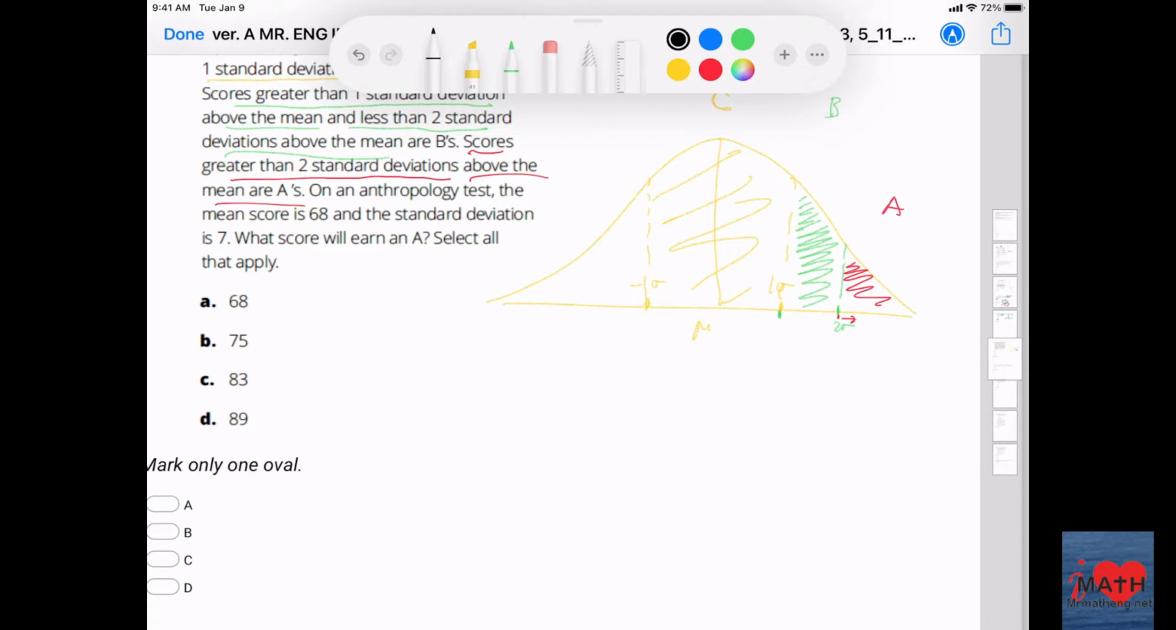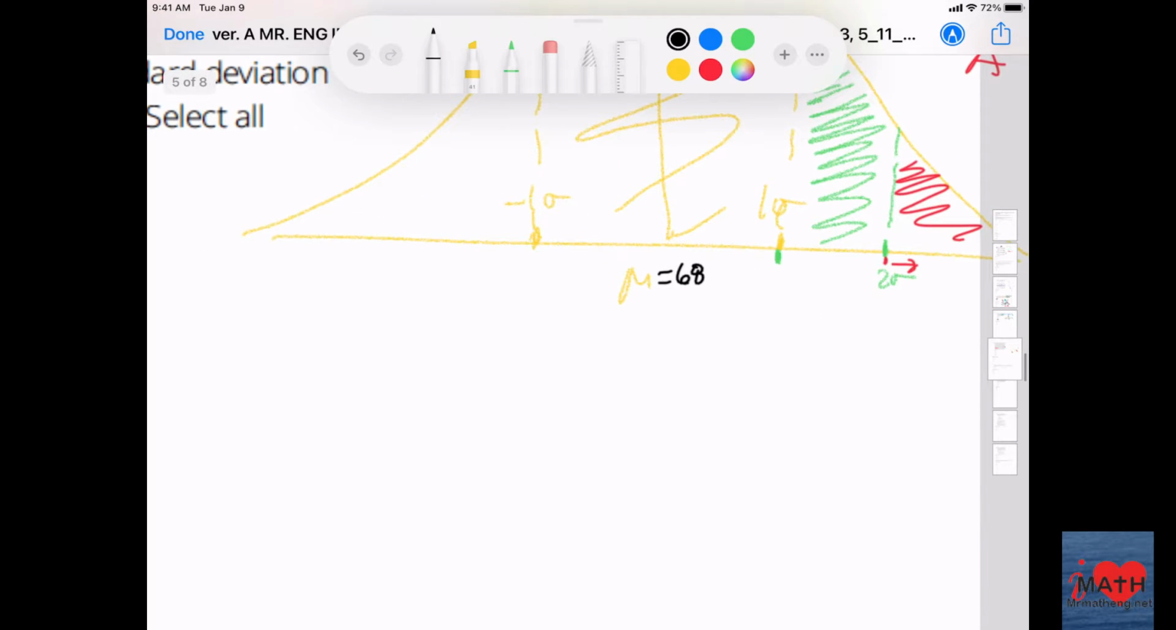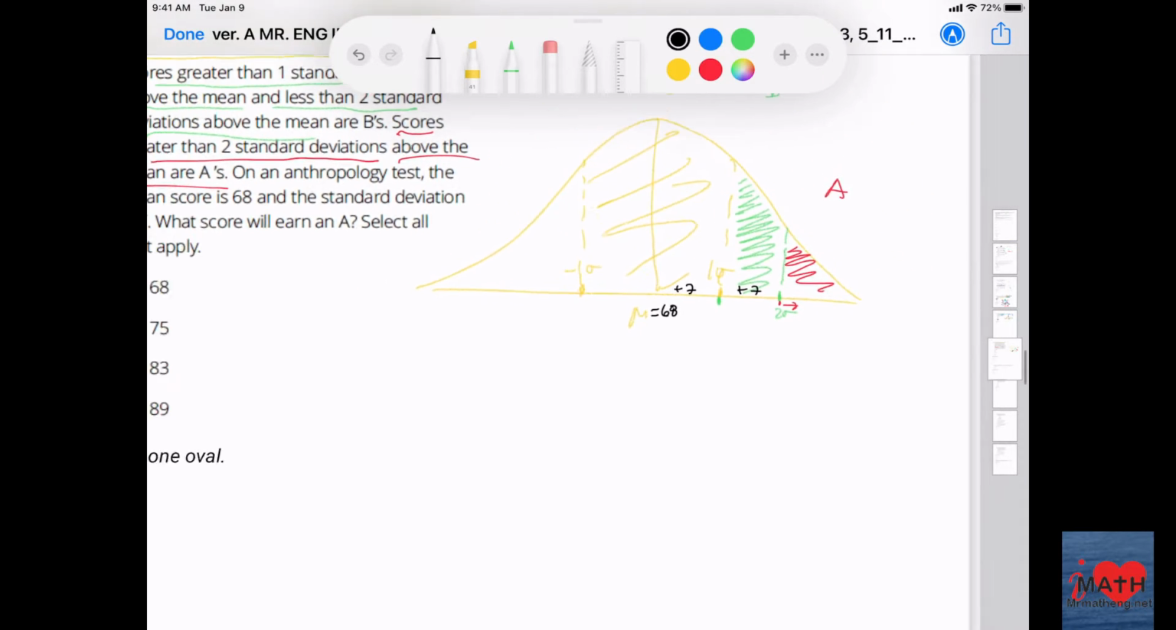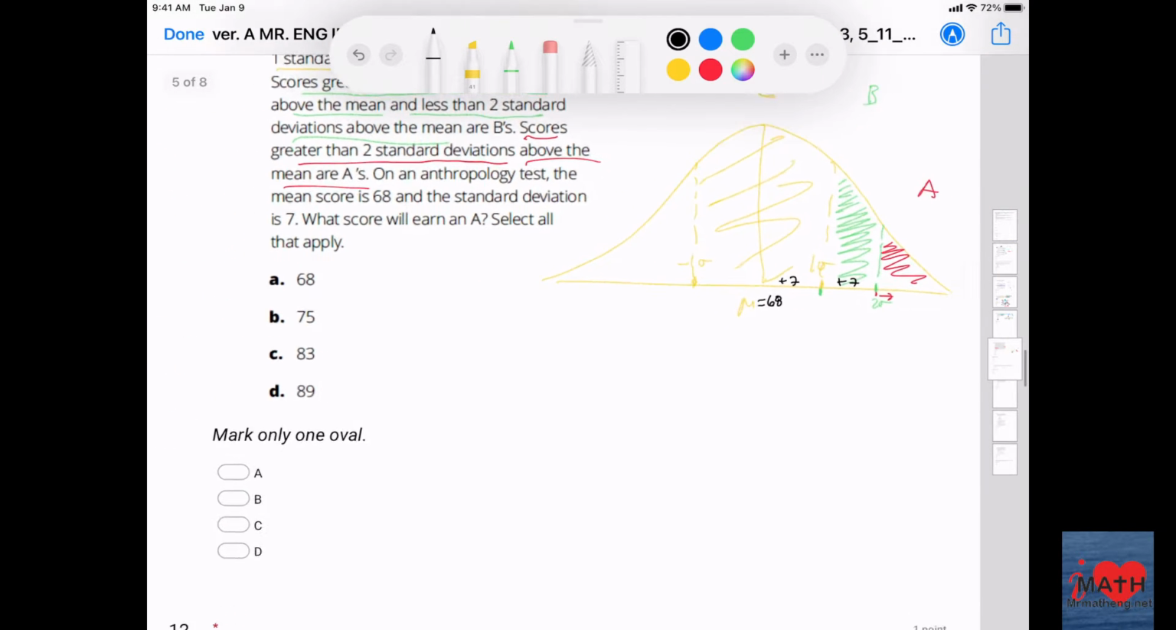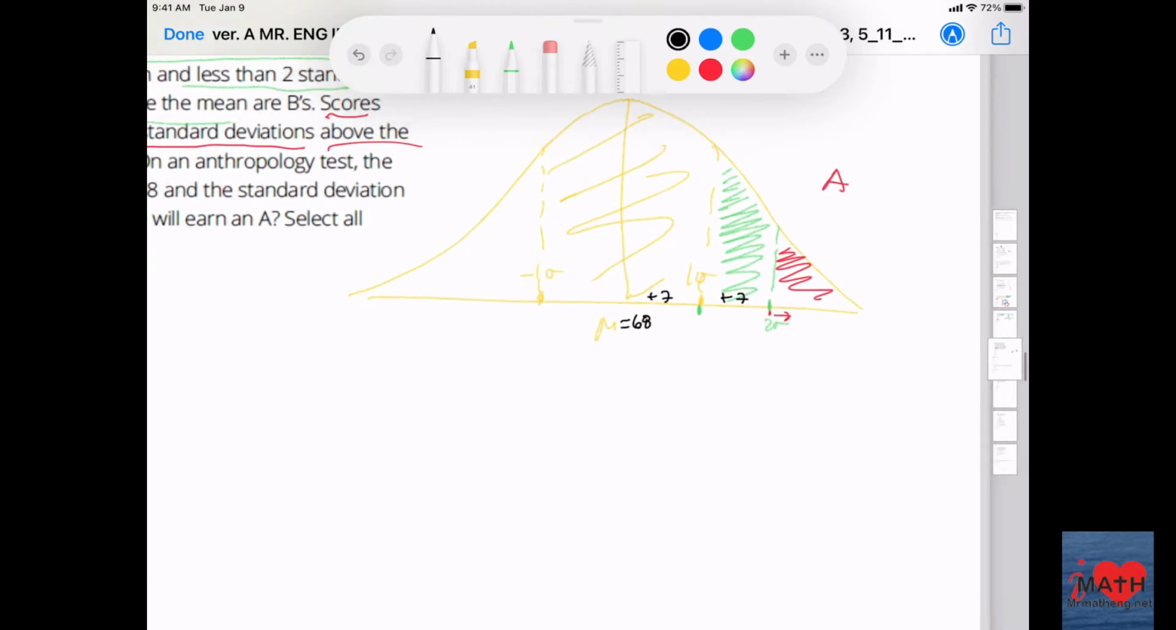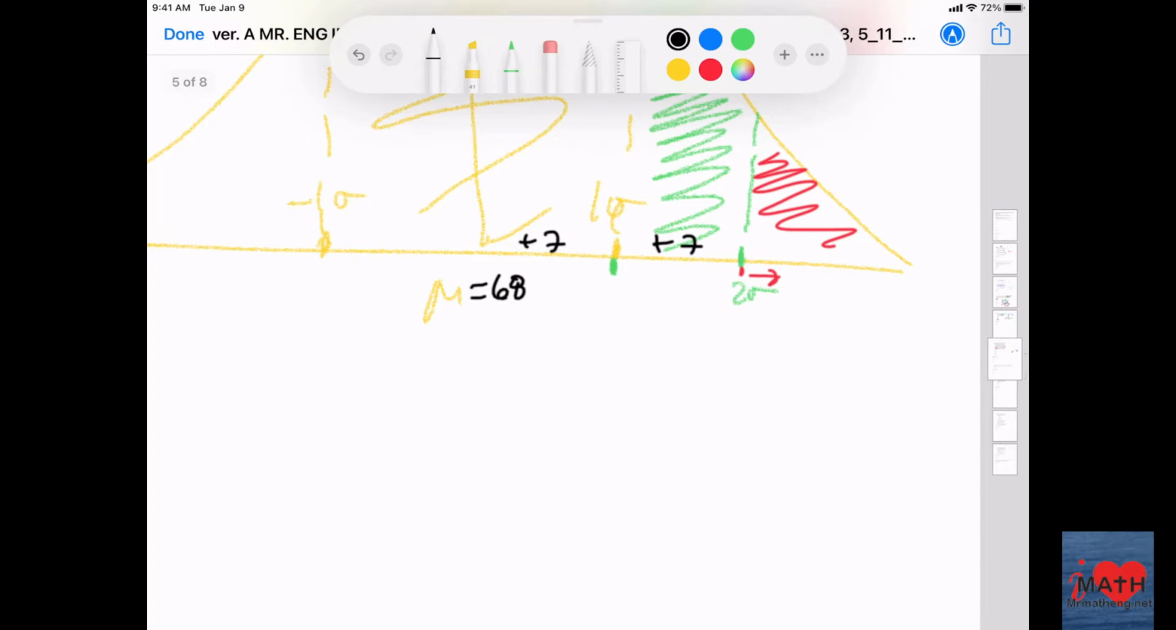On an anthropology test, the mean score is 68, so there's the measure center right in the middle, and the standard deviation is 7. So remember, you just keep adding 7. What score will earn an A? Okay, so let's figure out the numbers here. 68 plus 7 gives me 75, and then 82.